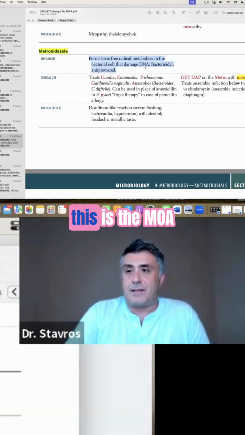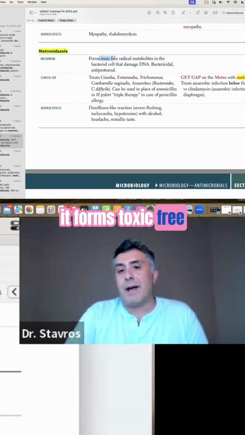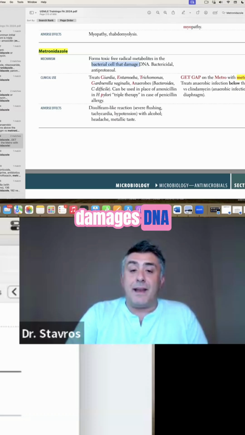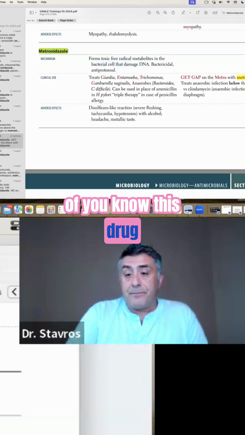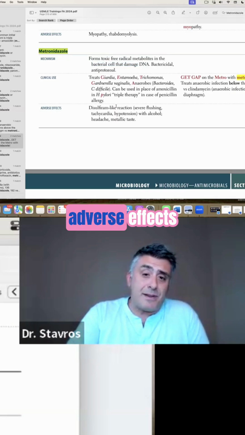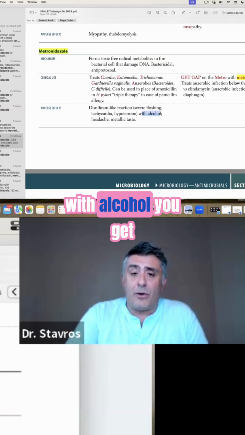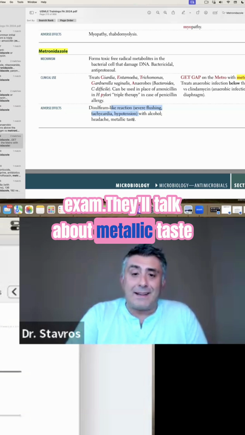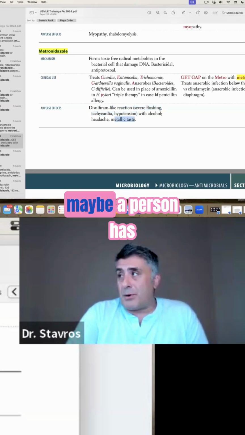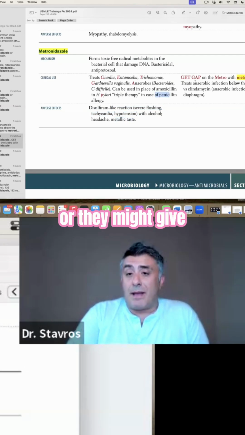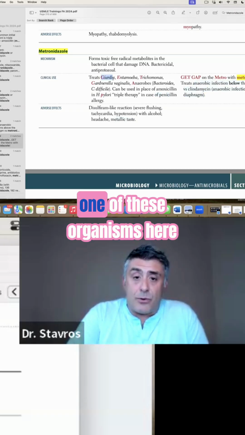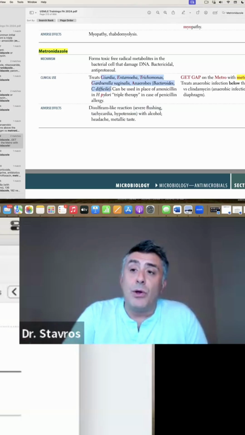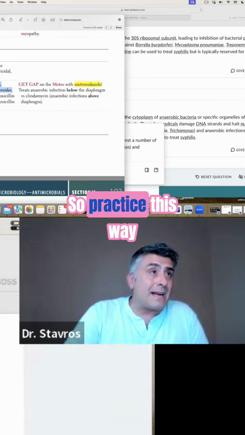Metro, this is the MOA. It forms toxic free radical metabolites in the bacterial cell that damage DNA. I know a lot of you know this drug. A lot of you maybe know the adverse effects, because obviously we know with alcohol you get this reaction, but they won't give you that on the exam. They'll talk about metallic taste. They'll ask you about maybe a person has penicillin allergies, or they might give you something like this, or they'll give you one of these organisms here, bugs or viruses or parasites, and you have to know what the answer is, okay? So practice this way.